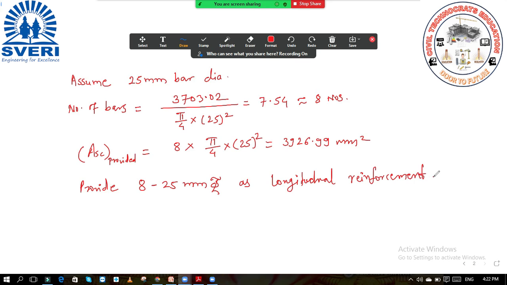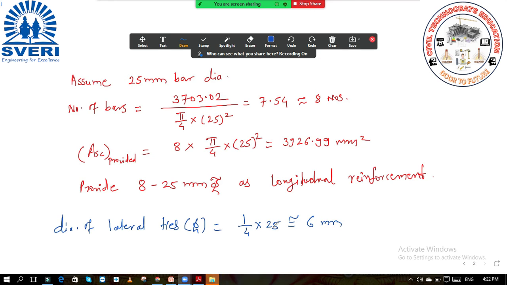Longitudinal reinforcement. Now lateral reinforcement. Lateral reinforcement means ties. So the diameter of lateral ties. Let it be 5. What should it be? What has the code said? It should be 1/4 of the largest bar diameter in the longitudinal reinforcement. So 1/4. Largest bar diameter is 25 mm. So it is roughly 6 mm, 6 point something. So we will provide 6 mm.